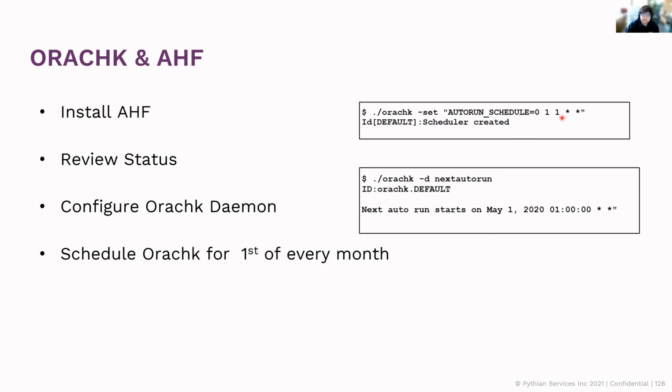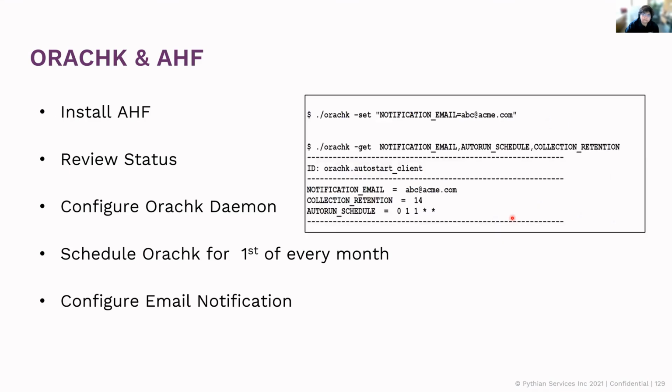For example, here I'm requesting my TFA to generate an ORAchk report, and I'm scheduling it to run on the first of every month at 1 a.m. So you see the next run: it's now scheduled to generate a report on May 1st, 1 a.m. And once this report is generated, you can also set up auto email notifications so that you get that ORAchk report directly in your inbox.